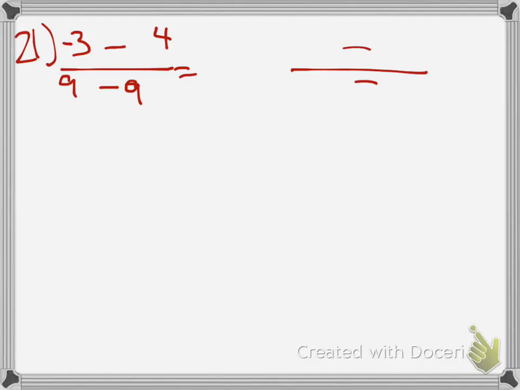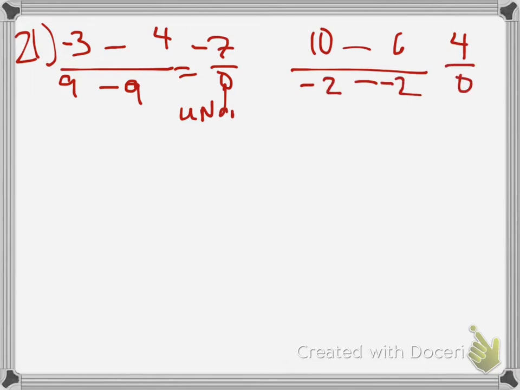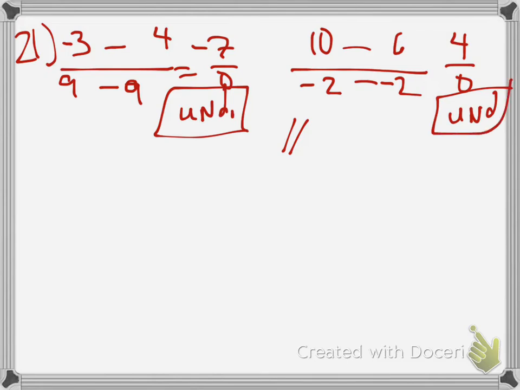Last one, if I do this, I'm going to get negative 7 over 0, which is undefined. And then on this one, 10 minus 6, which is 4, over negative 2 minus a negative 2, which is 0. Both of these are undefined. Since both of them are undefined, that's still going to make this parallel. So undefined, undefined, parallel. Okay?